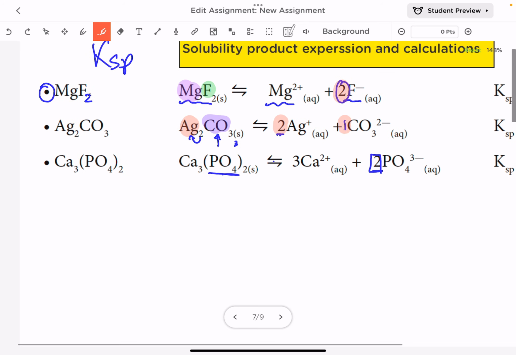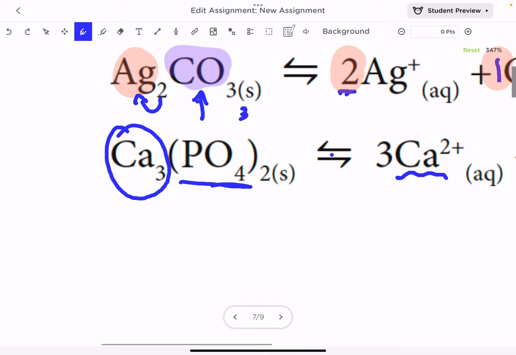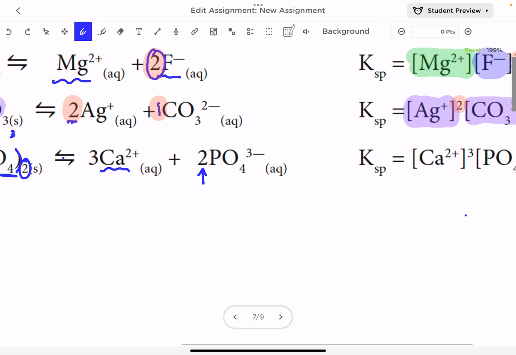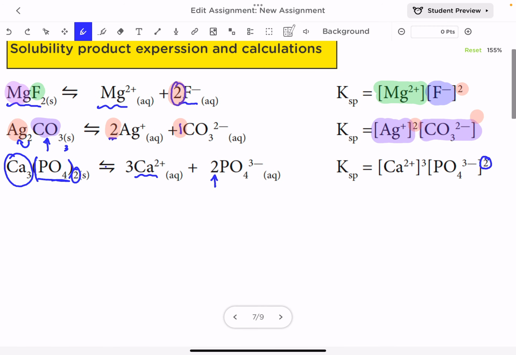Taking a third example, calcium phosphate. Where's the first metallic ion? It's calcium, so it's Ca2+. Calcium belongs to group 2. Now the PO4 is in parentheses and there is a 2 here. It means that I have 2 phosphate ions, and when we write the concentration, it must be raised to the power of 2. Now calcium, I have 3 calcium, so when I write the concentration, it must be raised to the power of 3.